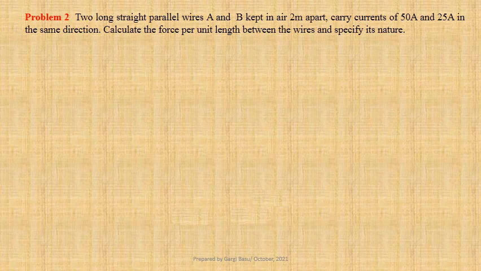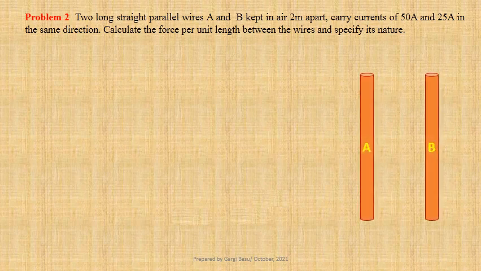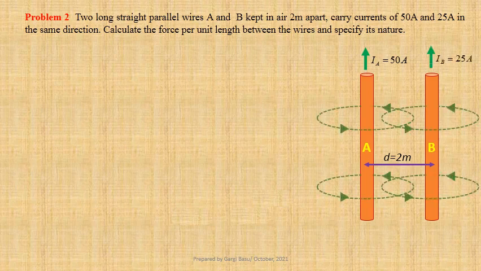Two long straight parallel wires A and B kept in air 2 meters apart carry currents of 50 ampere and 25 ampere in the same direction. We have to calculate the force per unit length between the wires and specify its nature. Let us first write down the given data.